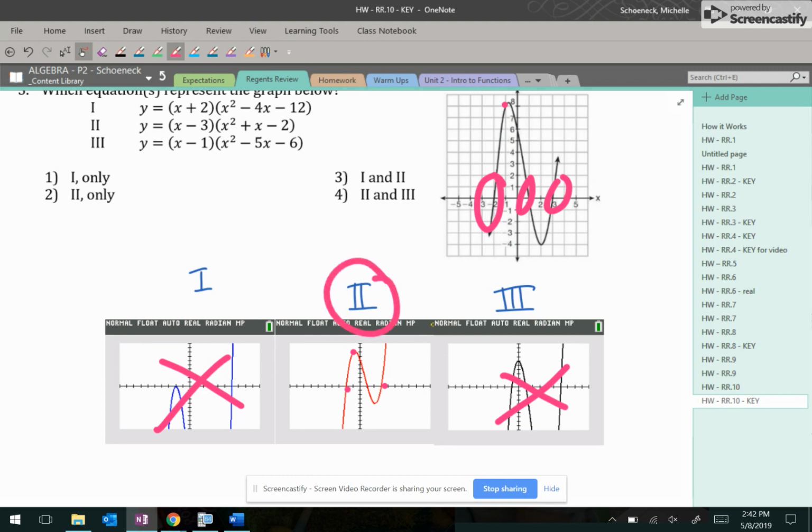Negative 2, 1, and 3, that works, and it goes up to just about positive 8 in the height. So equation number 2 is the only one that works. So answer choice number 2 is the only one that works.